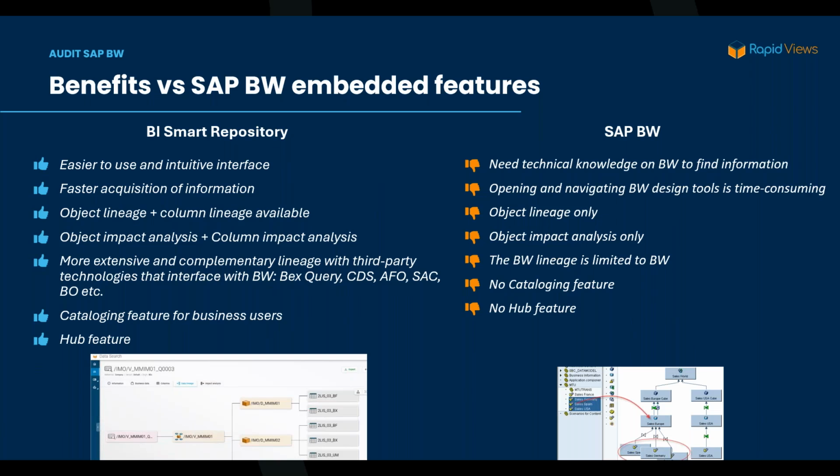It's working with third-party technology, because in BW you have the lineage only on the BW part, but if you have SAP Analytics Cloud or Analysis for Office or Business Objects reports at the high level, you don't see it in BW, and we will show it in BI Smarter Story. We have some cataloging features for business users and some hub features.